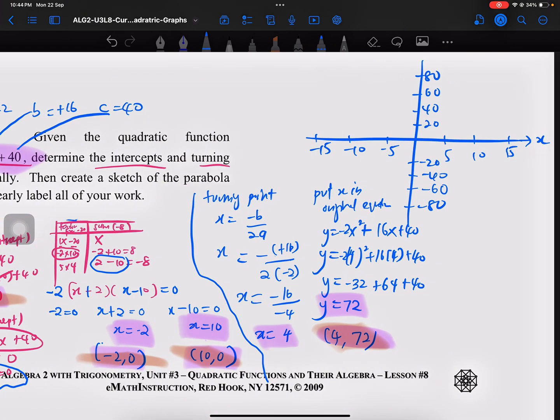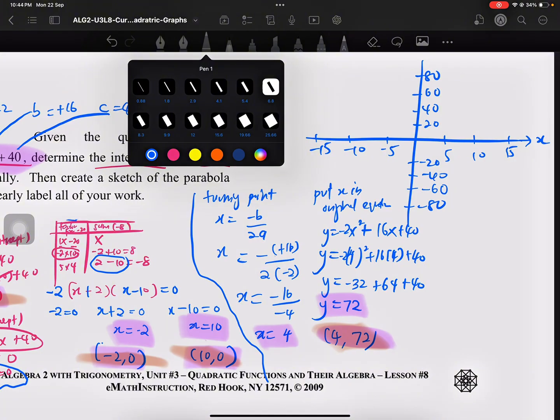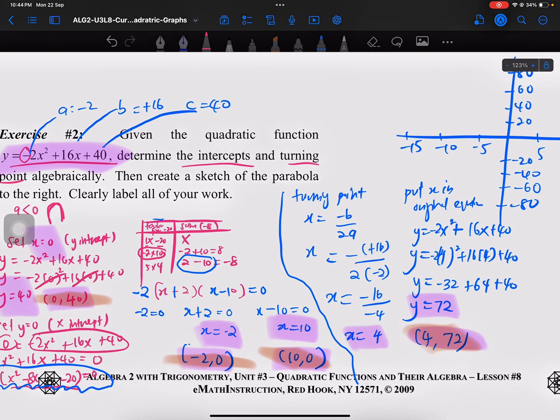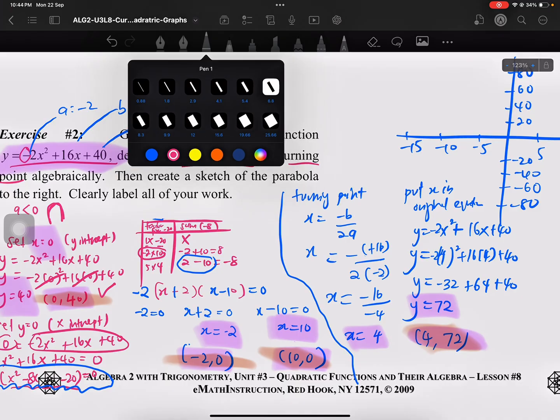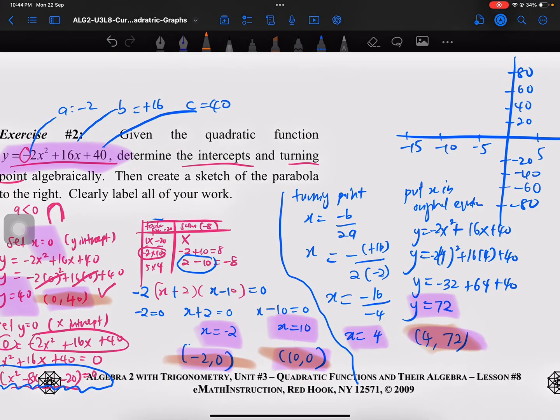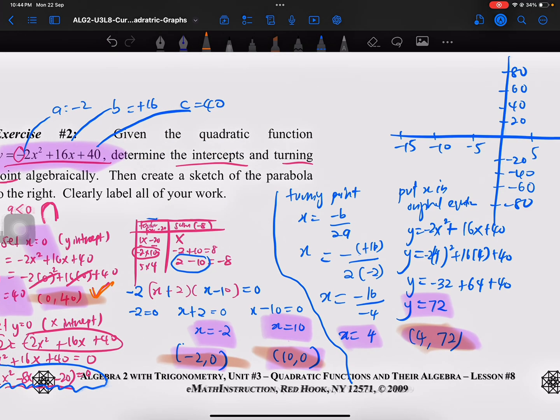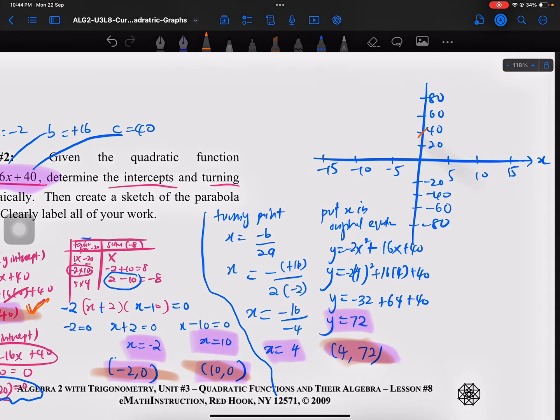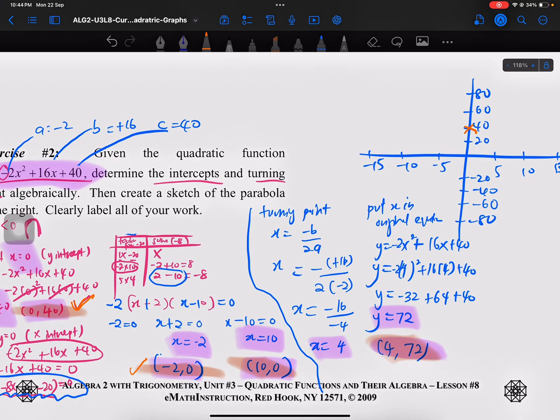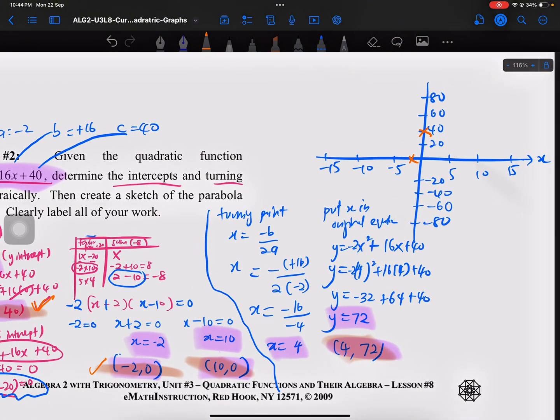So now I plot the first one. The first one here, 0, 40. X 0, Y 40. Next, negative 2, 0. Then 10, 0. Then the last one is 4, 72. 4, 72 will be around here.